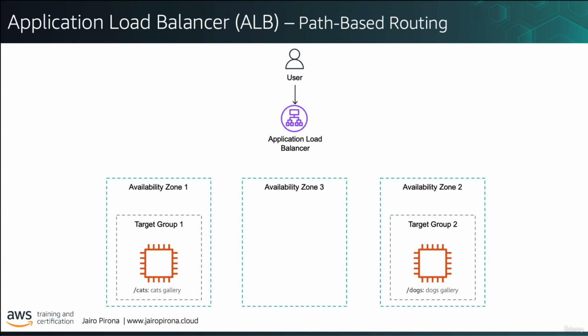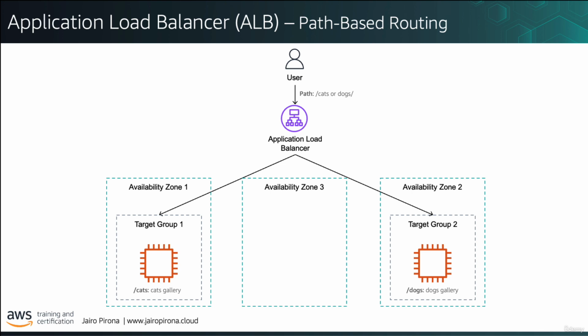Since the servers have different contents, we will use path-based routing to direct the user's image request to the appropriate target group. So, when a user tries to access cat images, the request will be forwarded to target group 1, and when they try to access dog images, the request will be forwarded to target group 2.